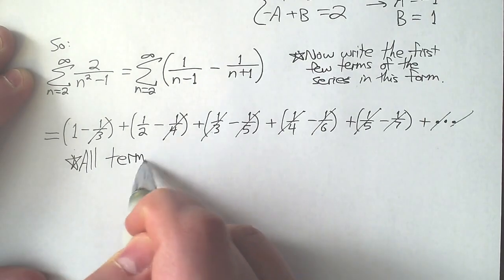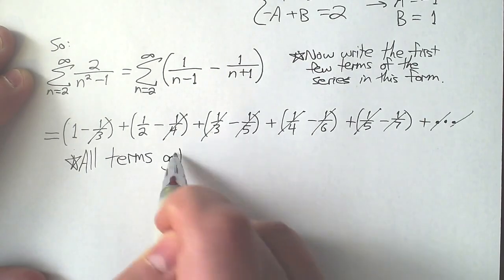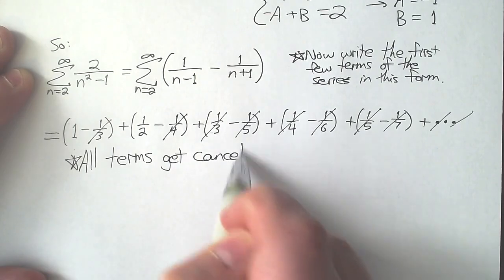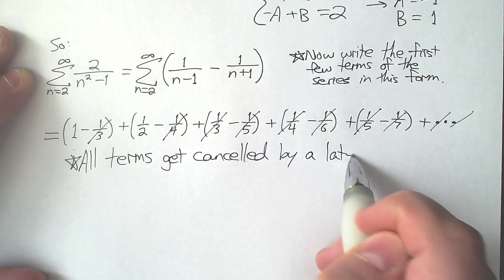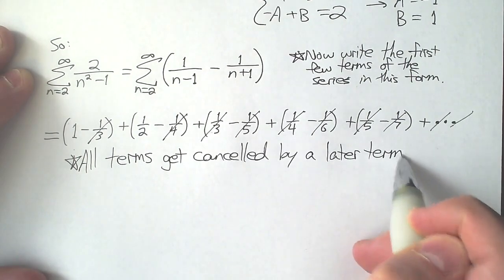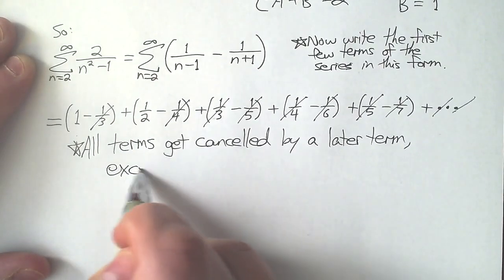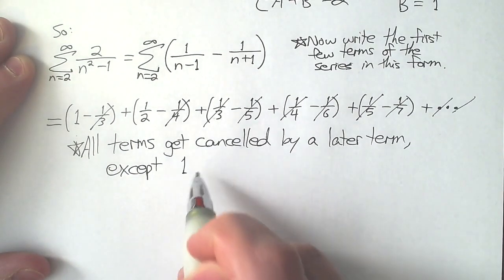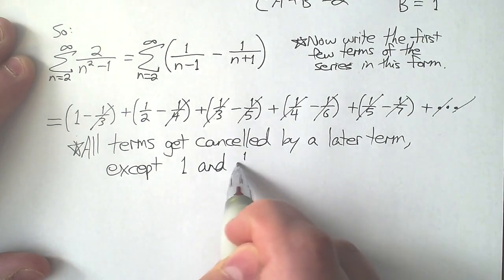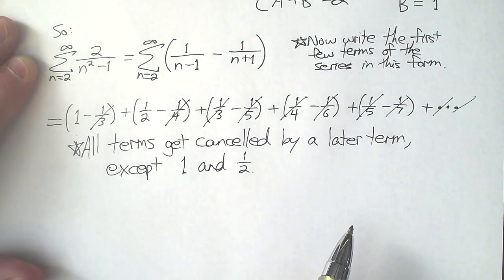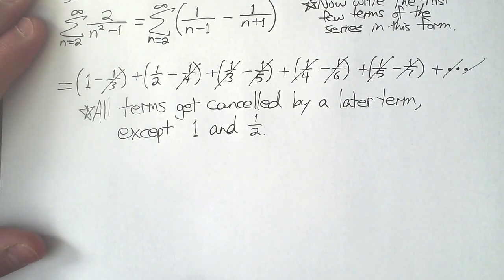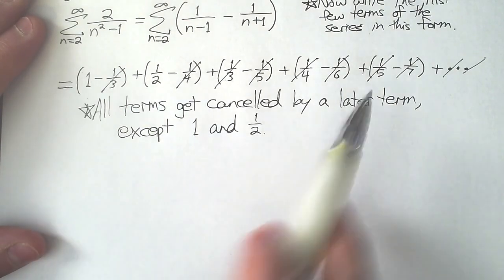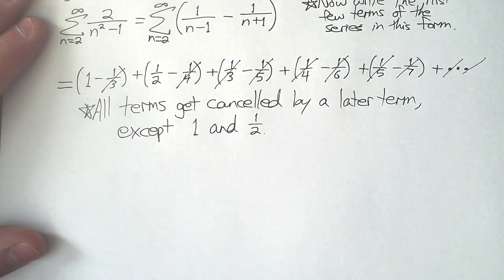All terms get canceled by a later term except 1 and 1/2. Okay. Interesting. So does that mean this adds up to just 1 plus 1/2?